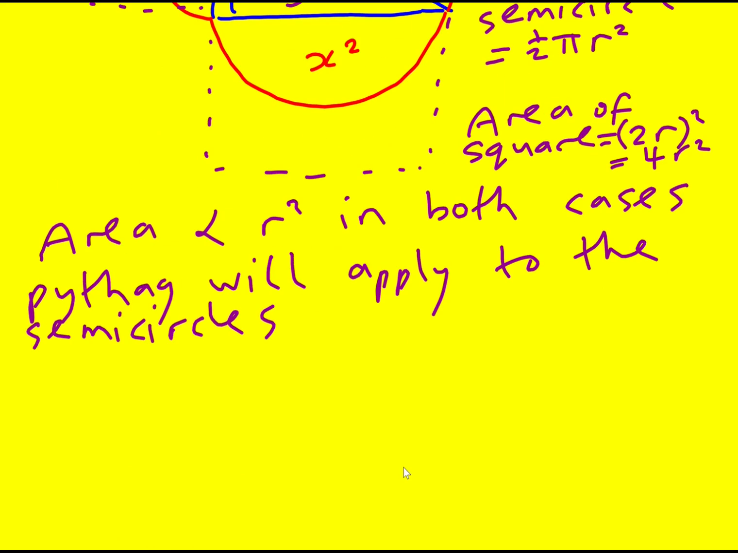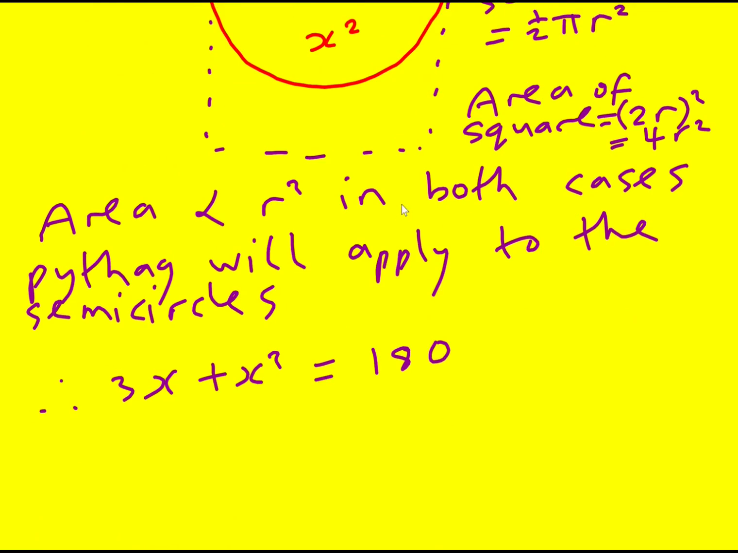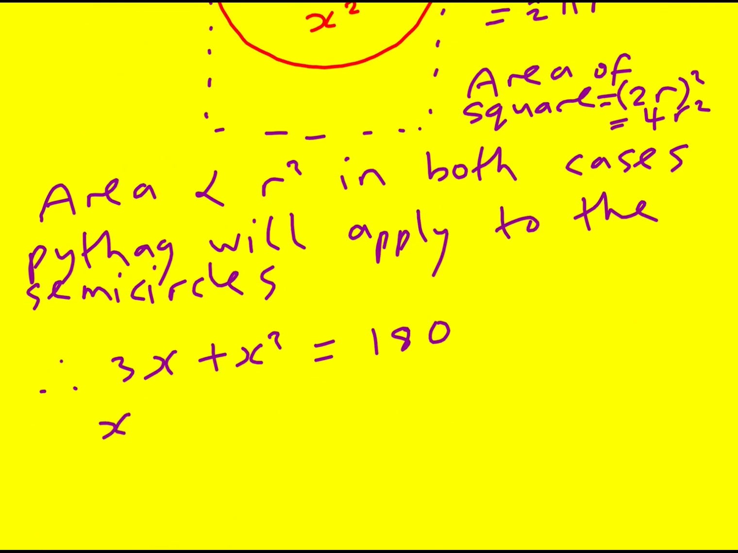And therefore, I can simply say 3x plus x squared is equal to 180. And the hope in this question is actually that you figure that out pretty quick. It's got to be that. And now we've just got a quadratic to solve. x squared plus 3x minus 180 is equal to 0. I'm going to factorize it.